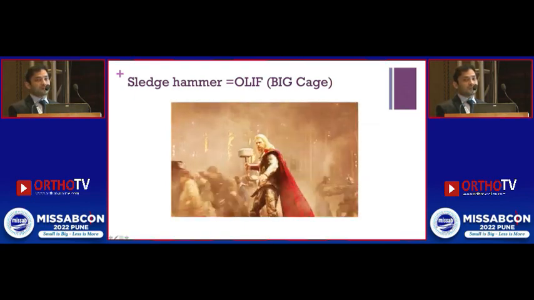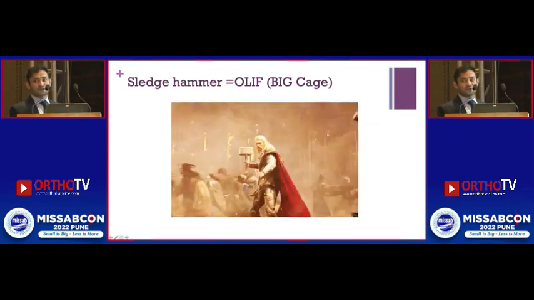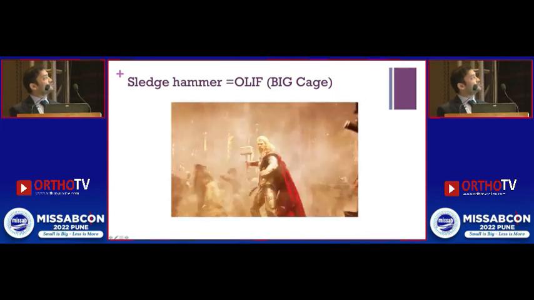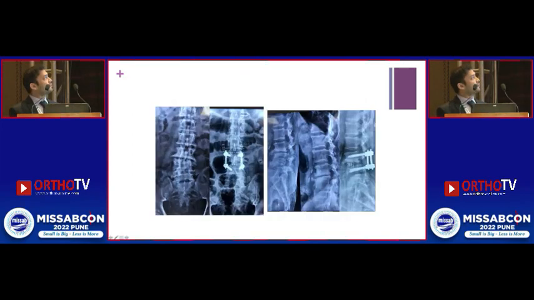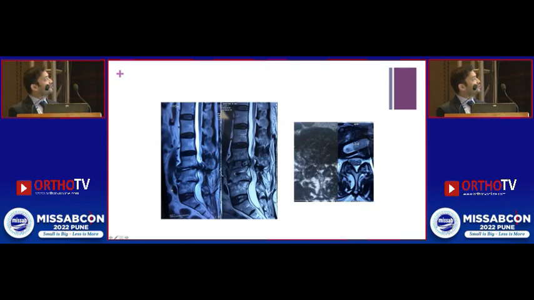All these are possible because of the big size of the OLIF cages, which prove to be a sledgehammer in this OLIF technique. This is one case with pre-operative and post-operative X-ray images showing the coronal and sagittal correction with a one-level OLIF. Not only this, the same patient's MRI, pre-operative and post-operative after 1 year, shows a decent amount of canal decompression with a single level, restoring the disc height.